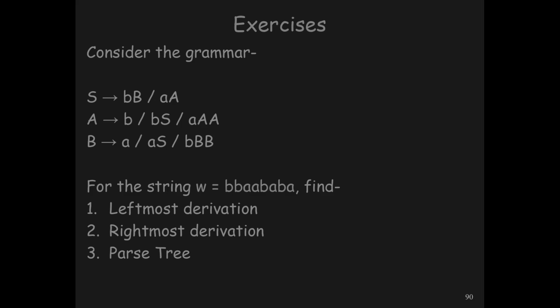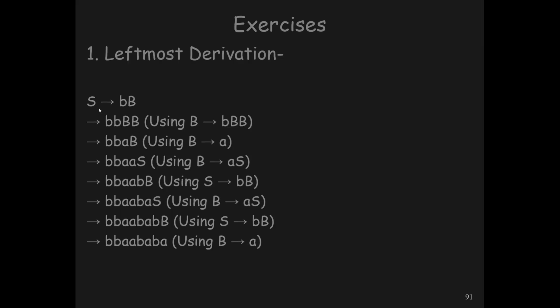Now, I'm not gonna bother with this one because it's kind of boring. Let's just go over it quickly. The question asks to find the leftmost and the rightmost derivation for this string and also the parse tree. So let's go through it. S produces BB and that produces, well, BBB, BBAB, BBAAS, and so on.